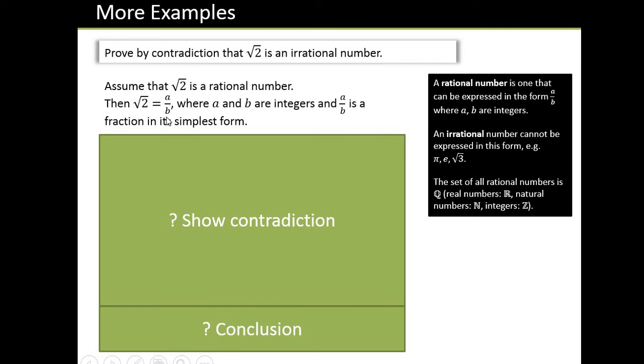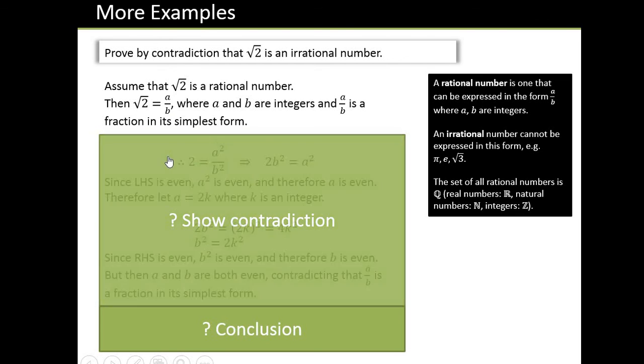If root 2 is rational, that means I can write root 2 as a over b, where a and b are integers, and a over b is a fraction in its simplest form. It can't be cancelled down. So let's think what we can do with root 2 equals a over b. Probably square it. There's not a lot else we could do with that.